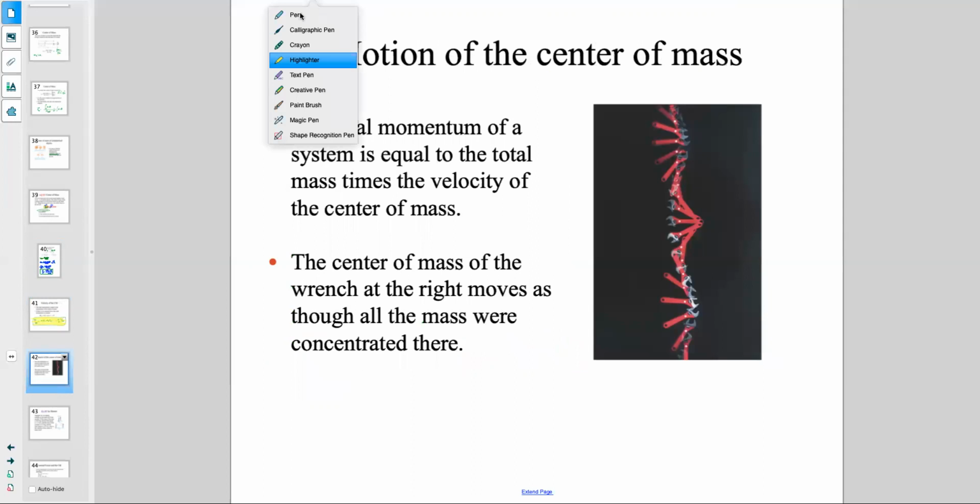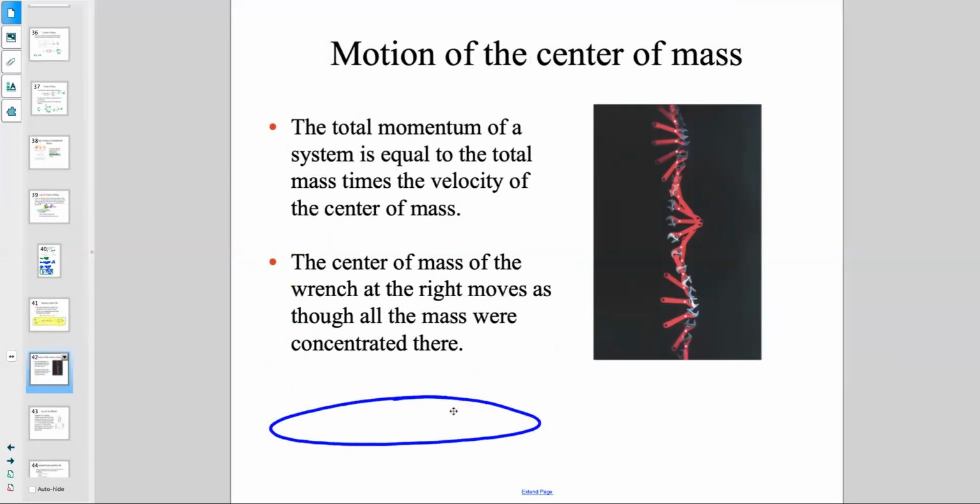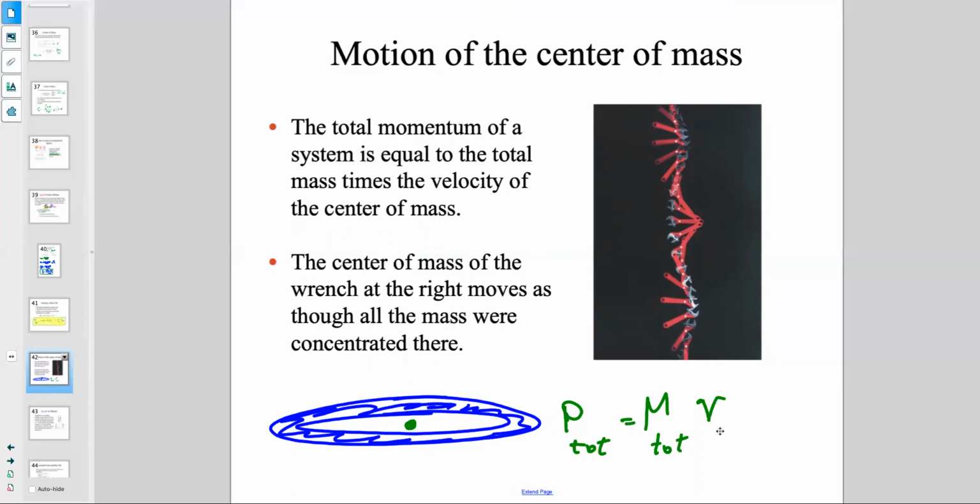Now, the center of mass of this wrench at the right moves as though all the mass were concentrated at that point. A ring-shaped object, or a donut, will move as if it is one particle at the center with all the mass located at that point. So the total momentum would be the total mass times the velocity of the center of mass.